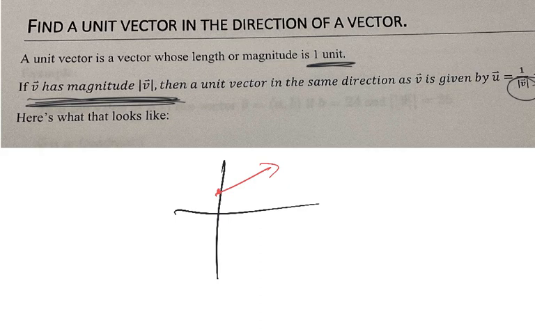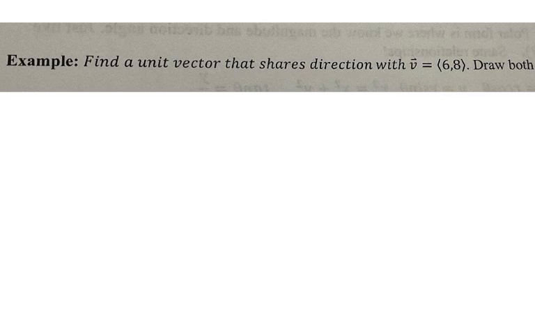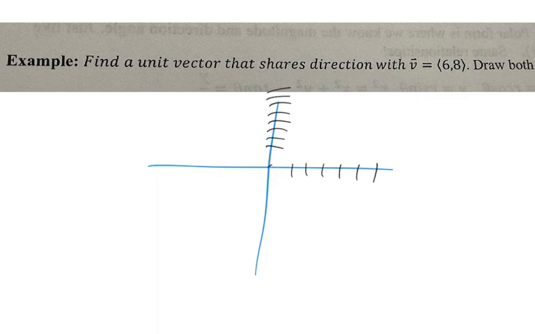Right, so if this was my vector and I wanted to make it be a unit vector, I just have to keep the same direction. Find a unit vector that shares the same direction with the vector 6, 8. So here's the vector 6, 8. What's its magnitude? 10. Thank you. It's a 6, 8, 10, a 3, 4, 5 Pythagorean triple doubled. So its magnitude was 10. And if I want to keep the same direction, let me use a different color. There it is. What would be the components of my green vector?